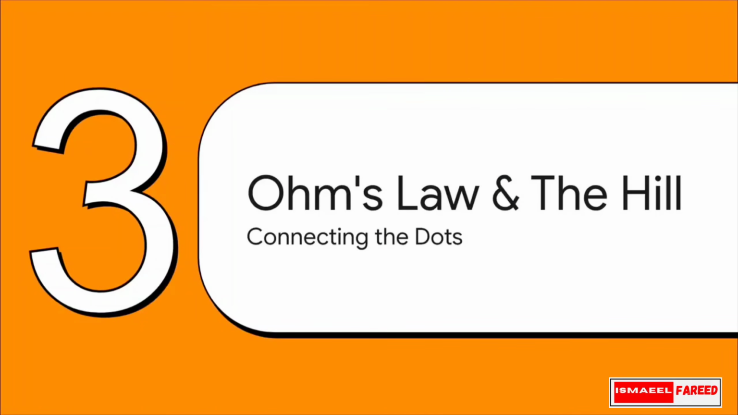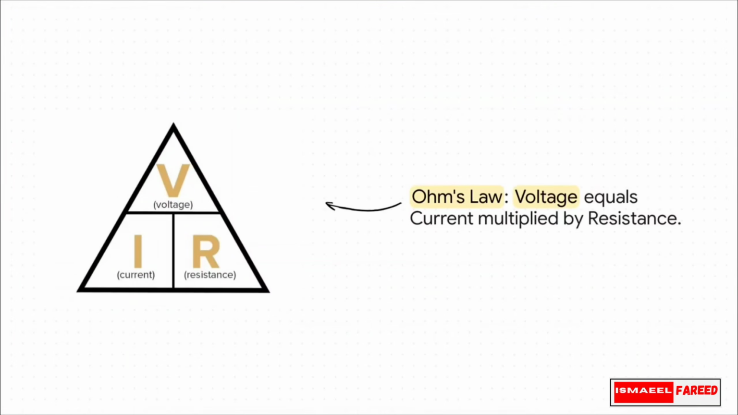Section 3, Ohm's law and the hill, connecting the dots. All right, now that we've met our 3 main characters, current, voltage, and resistance, we're ready to put them together. The absolutely crucial point here is how these 3 forces balance each other out mathematically. This relationship is captured in a famous, fundamental rule known as Ohm's law. It simply states that V equals I times R. In other words, voltage equals current multiplied by resistance. This one tiny equation quantifies the exact relationship between our 3 characters.